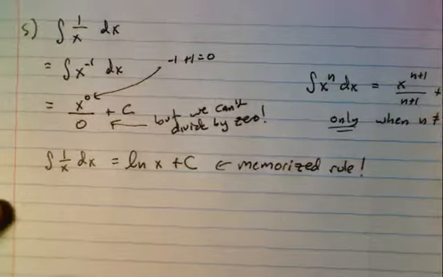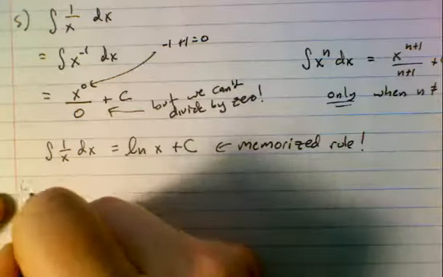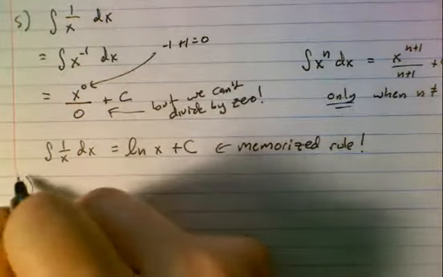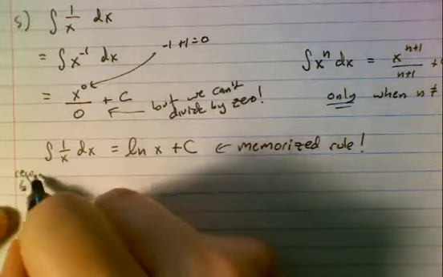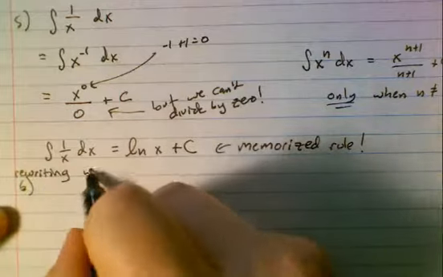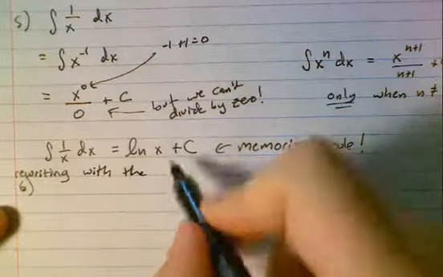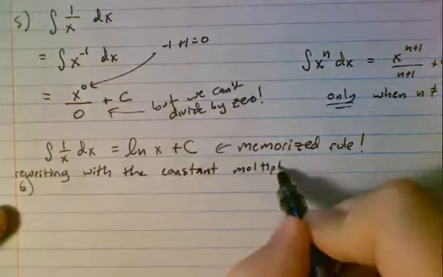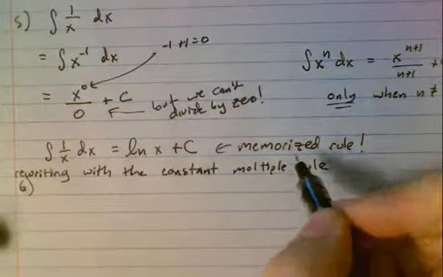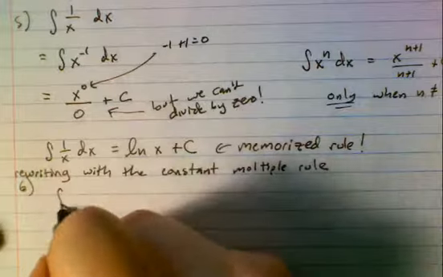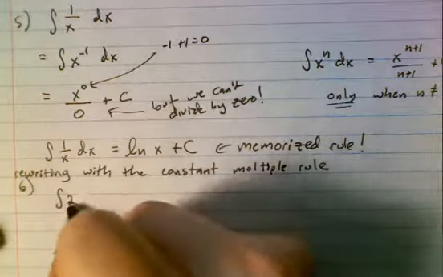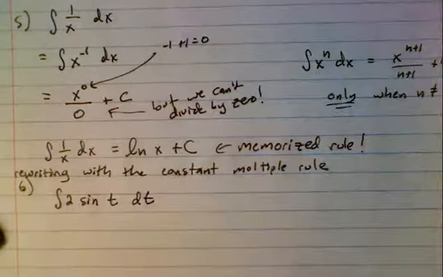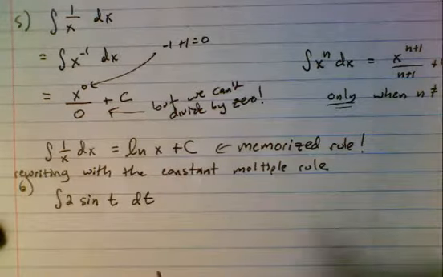There's one final rewriting with the power rule problem that I want to show you, and this is actually rewriting with the constant multiple rule. And we've been doing this, I just want to make it really explicit. Let's just use t for our variable, just so we get used to working with different variables.